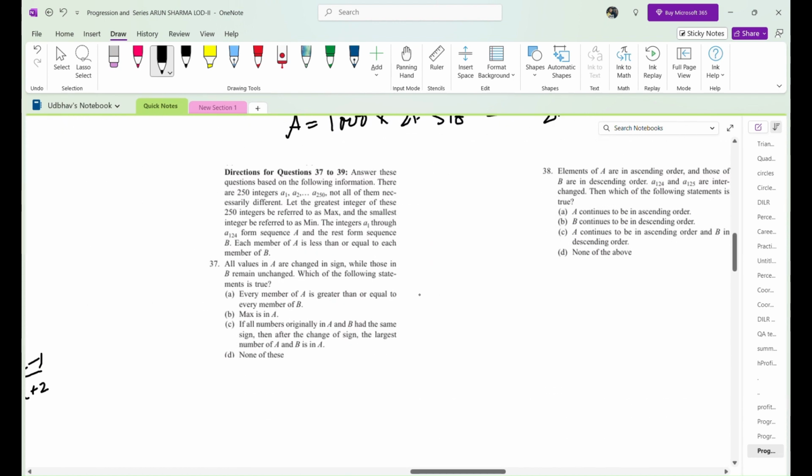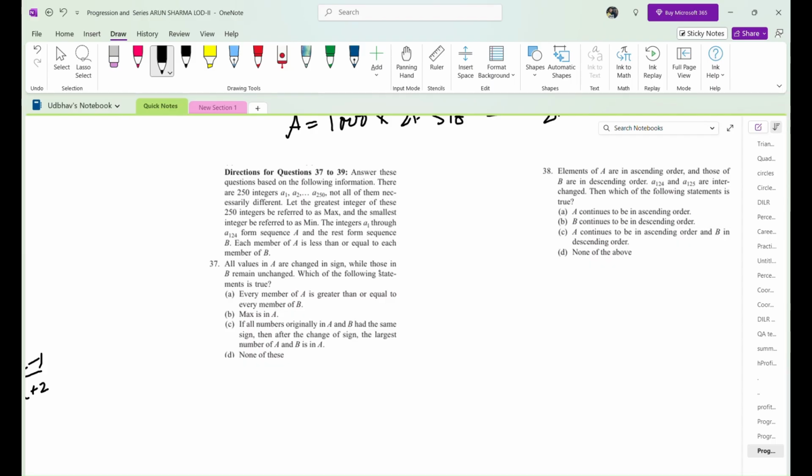Next question. Answer these questions based on the following information. There are 250 integers a1 to a250, not all of them necessarily different. Let the greatest integer of these 250 integers be referred to as max and the smallest as min. The integers a1 through a124 form a sequence A and the rest form a sequence B. Each member of A is less than or equal to each member of B.